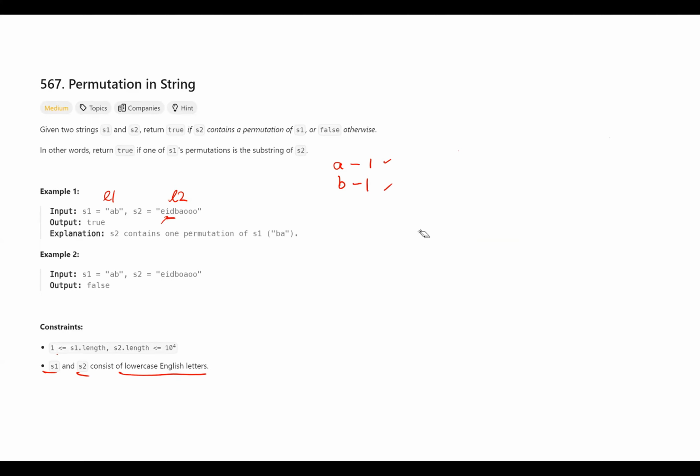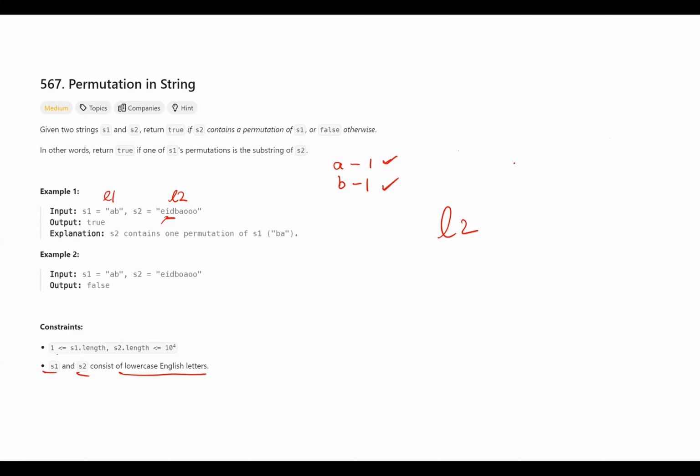That means for L2 characters, each of the characters is a starting point for a substring of length L1, and then we make L1 number of comparisons, right?